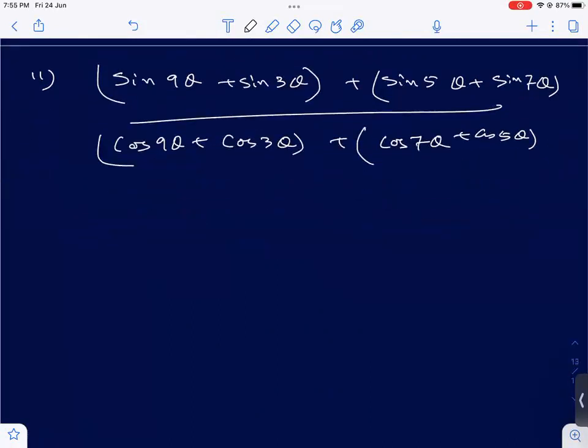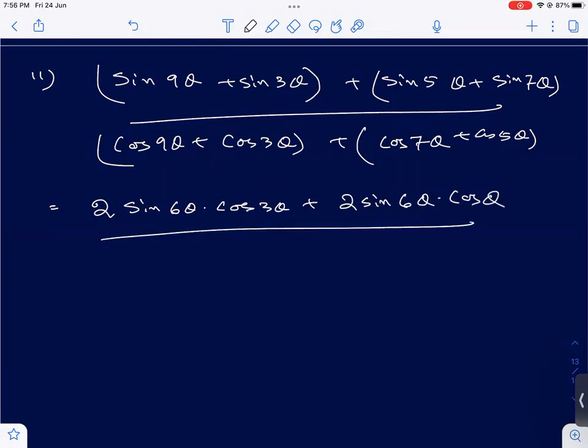So sin c plus sin d, if we apply here, directly we get 2 sin((c + d)/2), that is (9 + 3)/2, 6 theta. So 2 sin 6 theta into cos 3 theta plus 2 sin 6 theta into cos theta. I am doing it very fast.